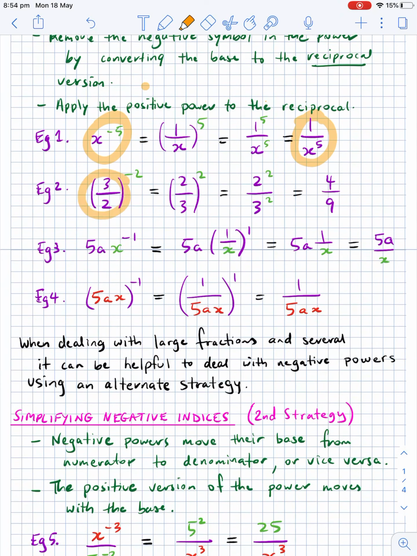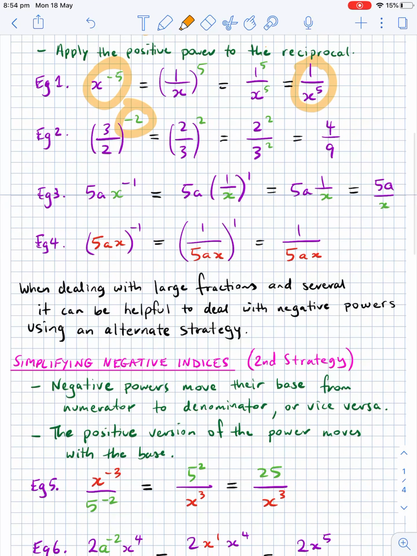E.g. 2, let's try this one. So 3 over 2 to the power of negative 2. Well, the idea is you want to flip the fraction, so just flip it, take the reciprocal, and change your negative power to its positive version. And then when we apply the square to both top and bottom, you get 4 over 9.